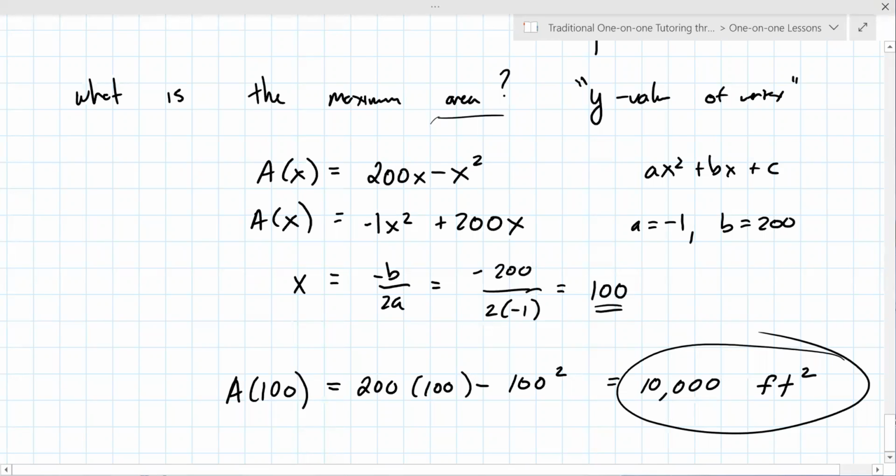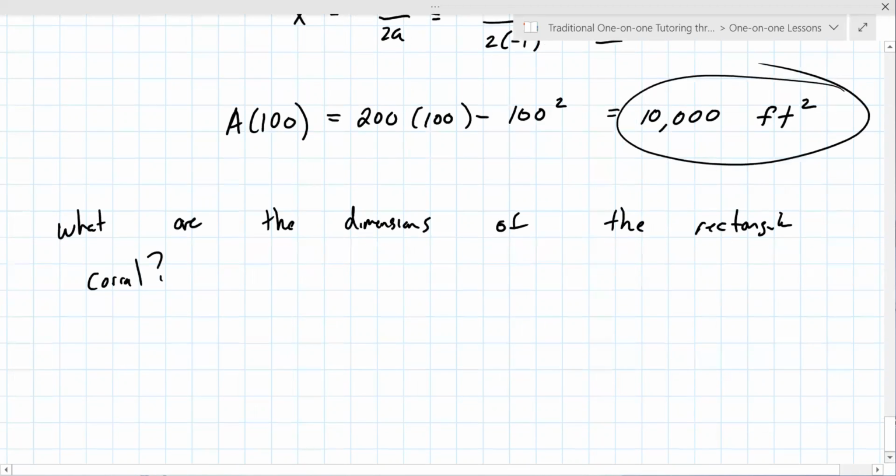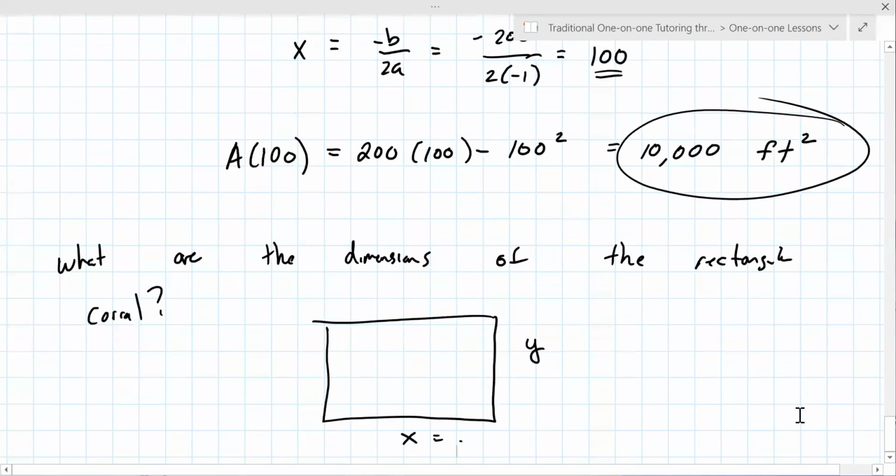But here's what else it could ask. It could say, what are the dimensions of the rectangular corral. So they're literally asking for, well, what's X and what's Y? Well, we already have X. X actually is this X value. X is 100 feet. Y, though, we don't have.